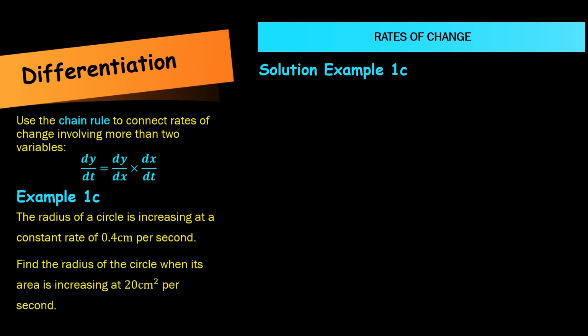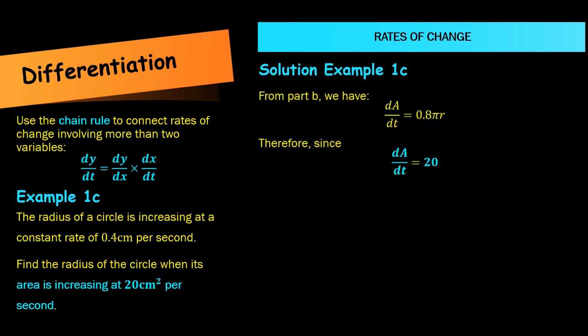And now for part C. We are required to find the radius of the circle when its area is increasing at 20 centimeters squared per second. Now from part B we have dA/dt equals 0.8 pi r. Therefore, since dA/dt equals 20, we have that 0.8 pi r equals 20.